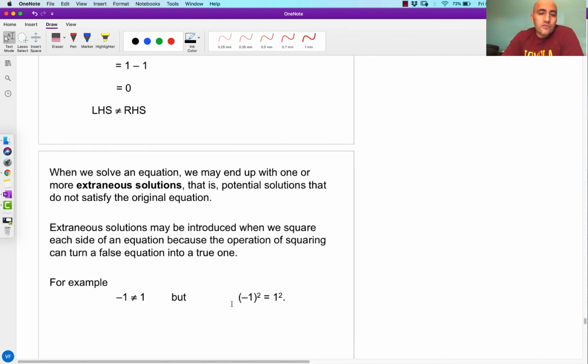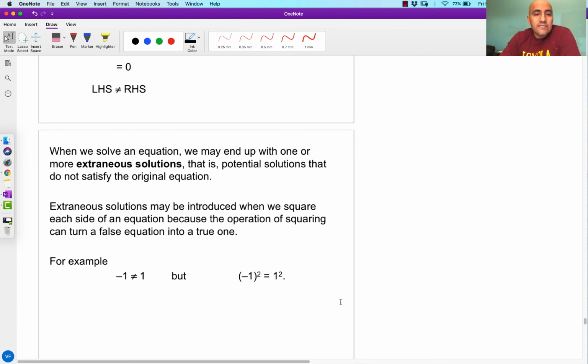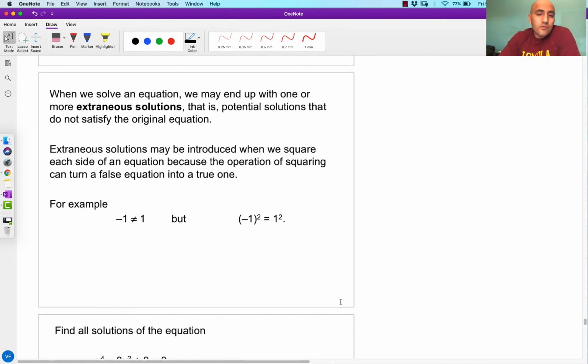So when we solve equations, we may end up with one or more extraneous solutions, right? These are phantom solutions that don't actually satisfy the original statement. Extraneous solutions may be introduced when we square each side of an equation, because the operation of squaring can turn a false statement into a true one. So if we started out with something that was false, like -1 equals 1, but we squared both sides, we would end up with 1 equals 1, and that is true. So we can start off with something false, square both sides, and end up with something that's true. That's why we have to be careful.